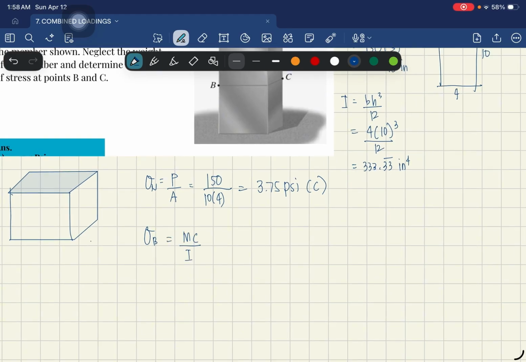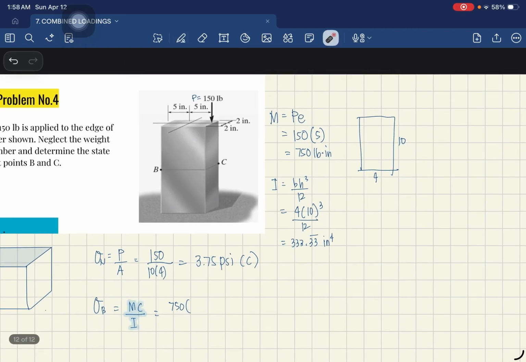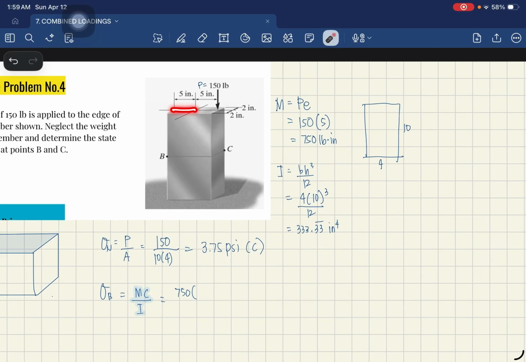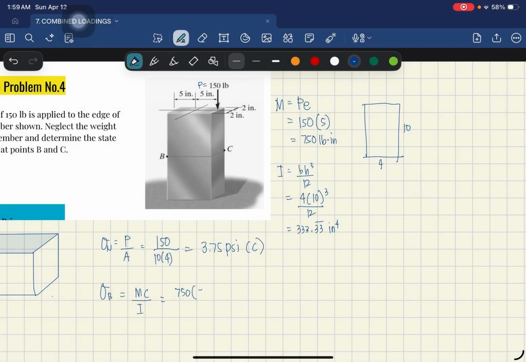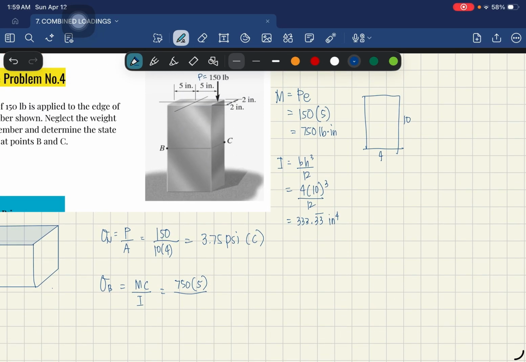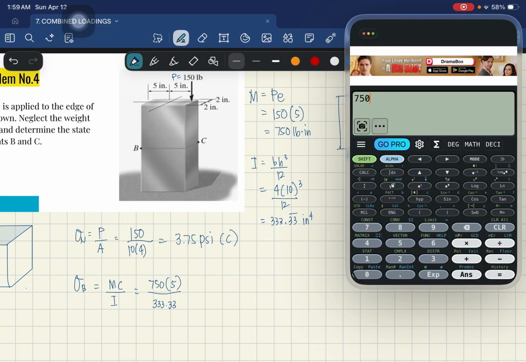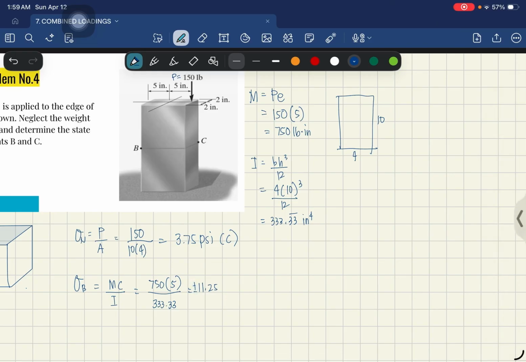Gagamitin natin yung general formula ng bending, Mc over I. Yung moment natin is 750 times yung distance from the neutral axis papunta dun sa location ng point B at saka point C. Since pareho silang 5 inches, so same lang yung magnitude, pinagkaiba lang po is yung sign ng point C at point B. Then yung moment of inertia naman natin is 333.33 with the repeating 3. So yung makukuha natin 750 times 5 over the moment of inertia equals to 11.25, positive or negative. Pero dito, negative yung compression natin sa normal stress.